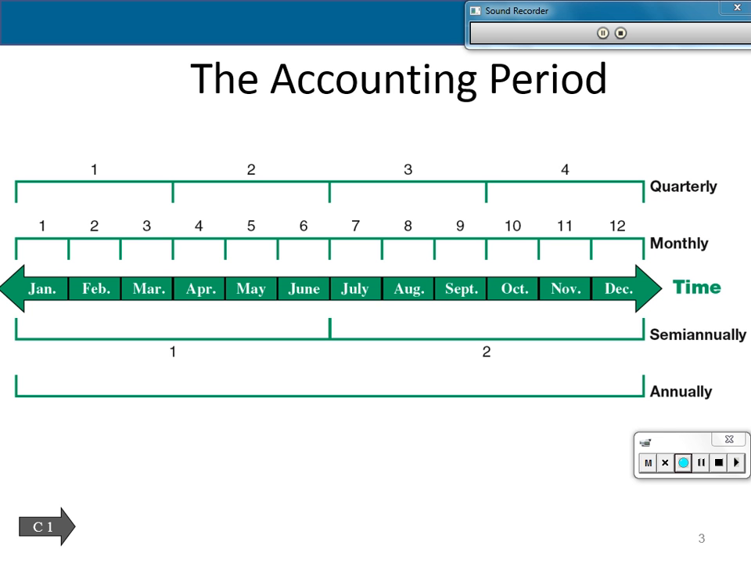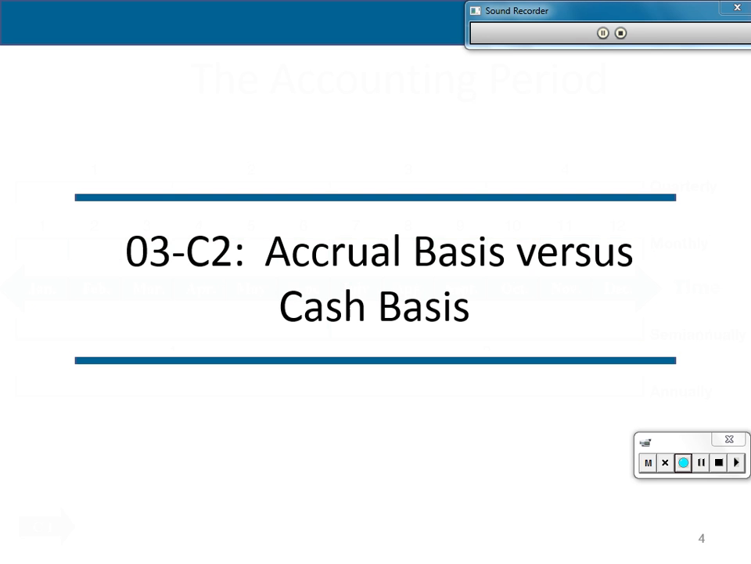The way that this is broken down, you may have financial statements that may be broken down quarterly or even monthly or semi-annually, which means twice a year, or annually, once a year, right? Well, we use this to figure out how often we need to adjust for our transactions.